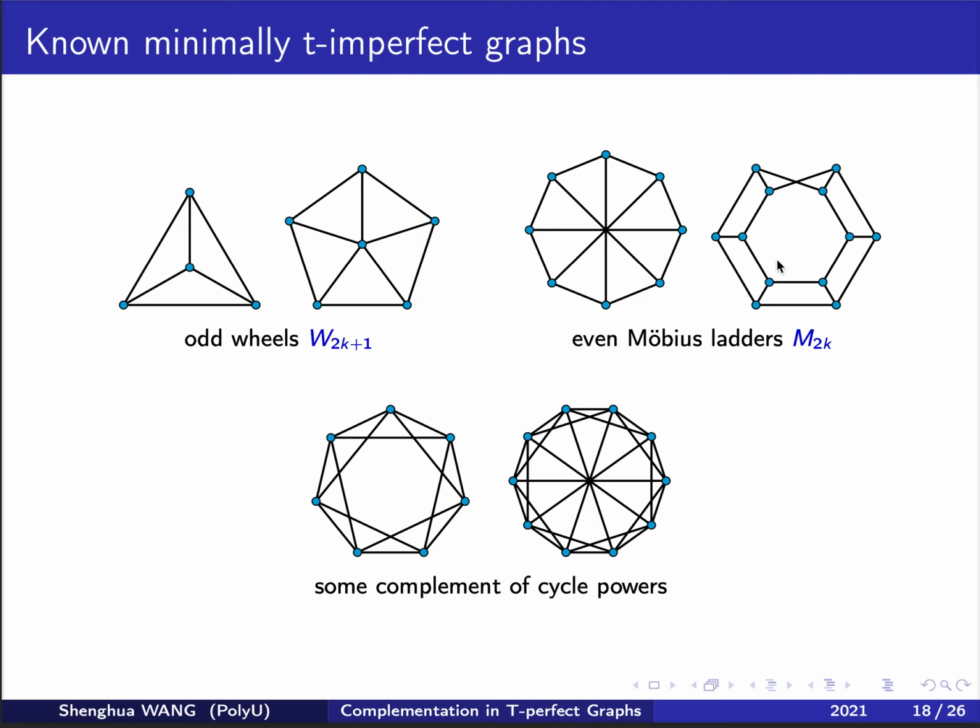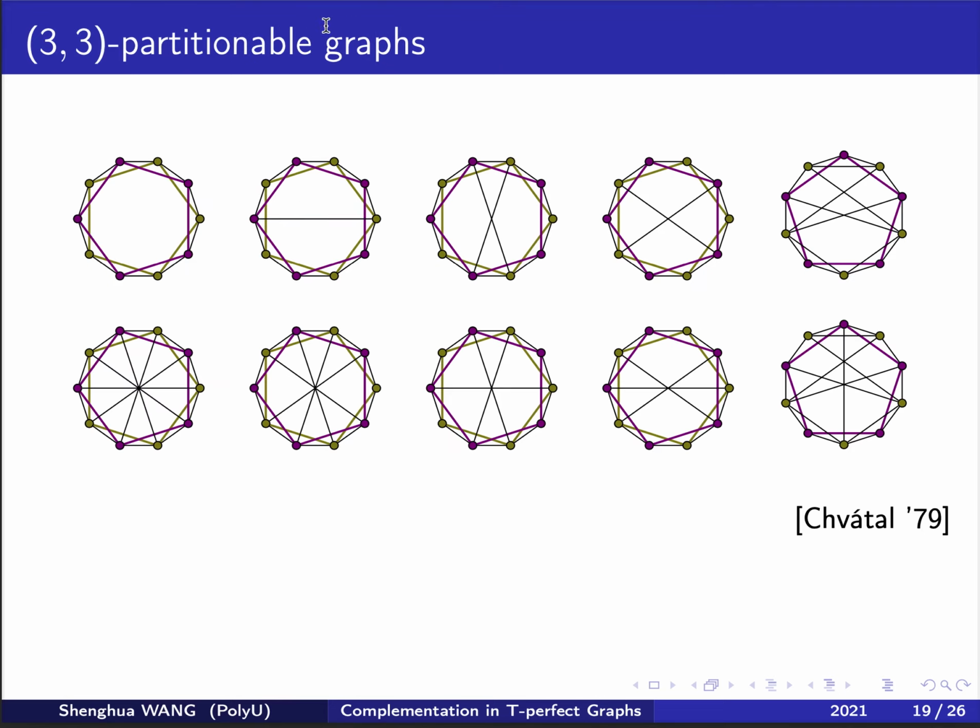The next two graphs contain an independent set with cardinality 4. Therefore, the complements of these two graphs will contain a K4, and so are not minimally T-imperfect. The complement of this graph is just the 7-cycle, and the 7-cycle is T-perfect. Now we're left with the last graph, which is just a member of the partitionable graphs.